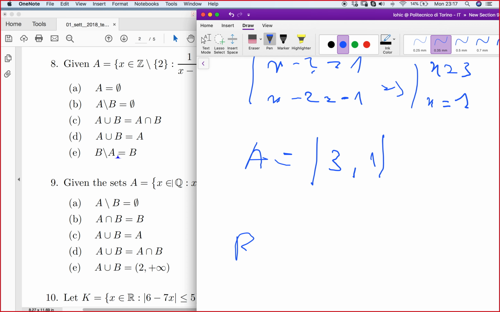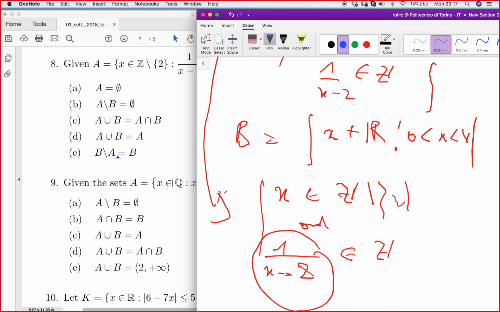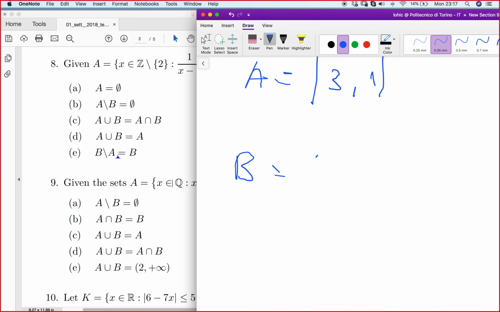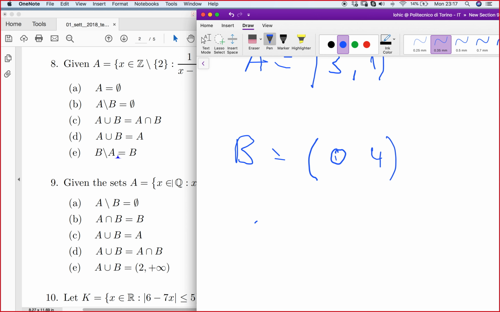But what is the set B? Look, the set B says all the real numbers between 0 and 4. So the set B is actually the whole interval from 0 to 4. Is that clear? The set B is the whole interval from 0 to 4. What do you see? You directly see that the set A is inside the set B.